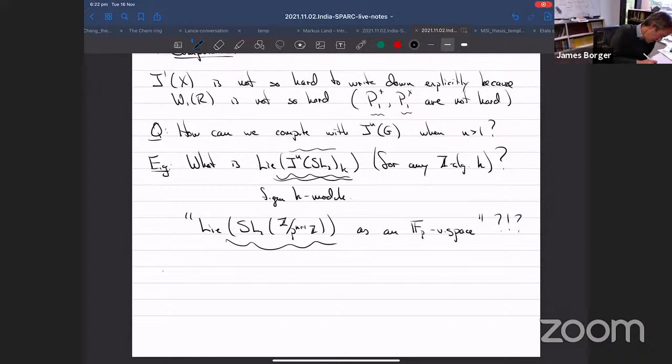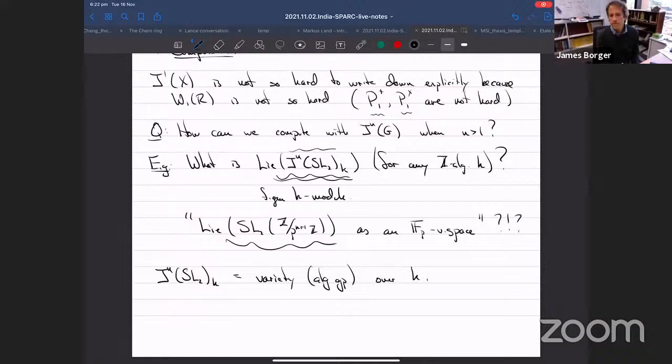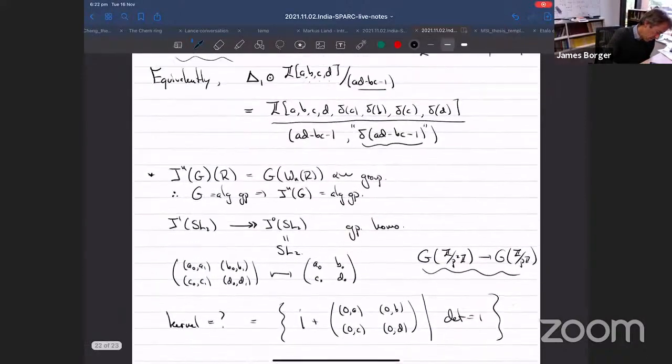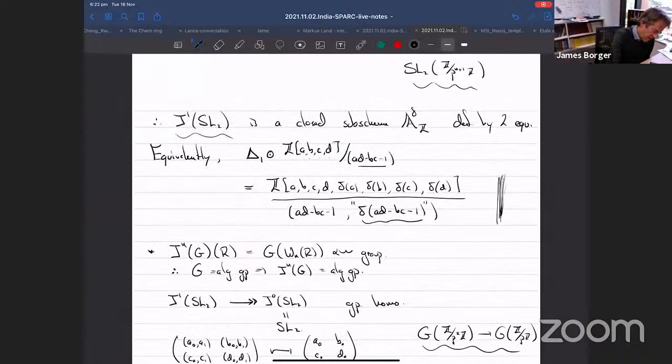Yeah, so J_n of SL_2 over K is a variety, in fact an algebraic group over K. And in fact, the defining equations, if we go back up here, this right here, if you want to compute the defining equations, what you do is you just take the initial defining equation, which is this one, and then you apply all the iterates of delta to that. You get a mess, but at least in principle, it's a computable list of defining equations.